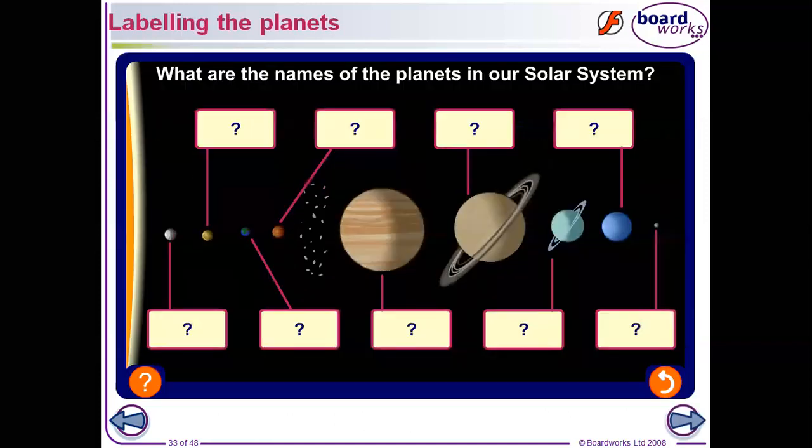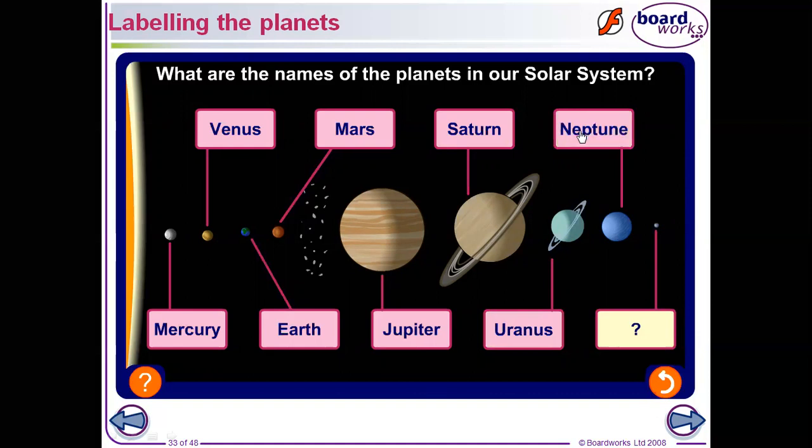Now, some of you wonder why we don't have Pluto here. I'll tell you the reason shortly, okay? Why is Pluto not regarded as a planet? What are the names of these planets? One more time, let's go through it. Mercury, Venus, Earth, Mars, Jupiter, Saturn, Uranus, Neptune, Pluto. Sorry, Pluto is not a planet, so let's leave it with a question mark.